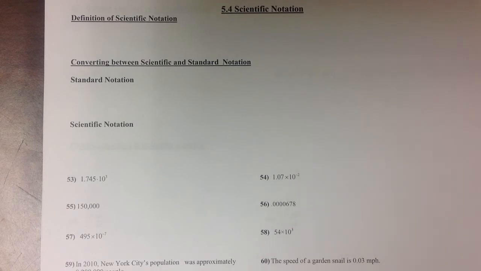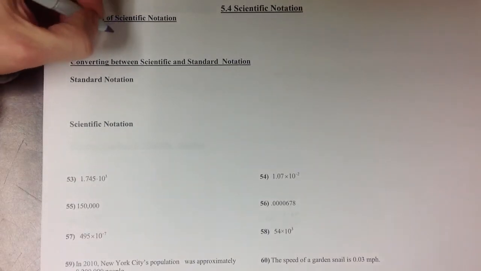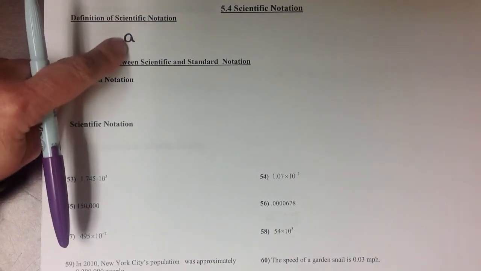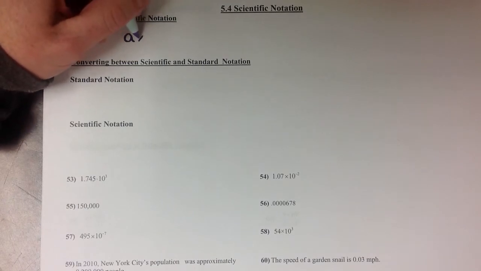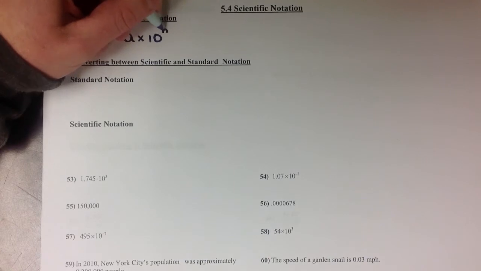So rather than writing lots and lots of zeros to make a number very large, or zeros after a decimal before the non-zero digits to write a number that's very small, we use this short notation that's called scientific notation. So to explain it in mathematical terms, we say that a number is in scientific notation if it's in this form. It has a number in the front, and then it says times 10 raised to some kind of power.